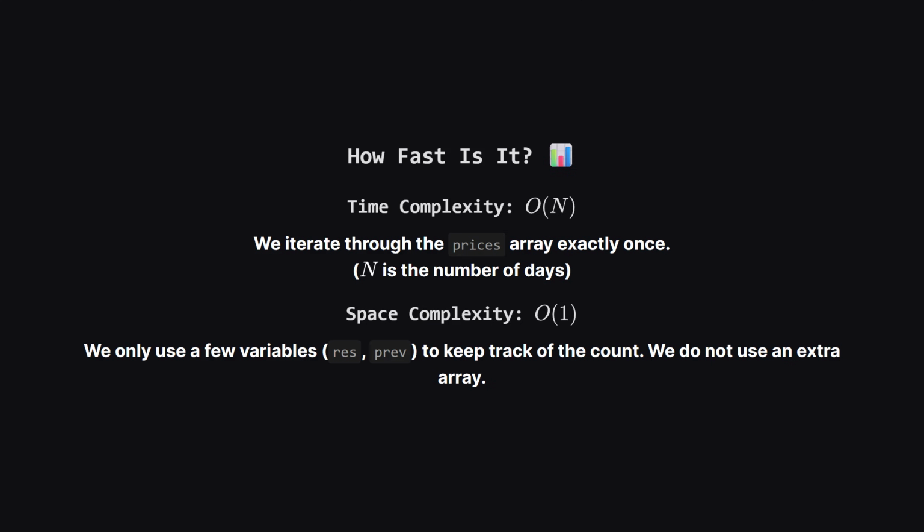So, how efficient is this? For time complexity, it's big O of n. We walk through the list of prices exactly once, doing a constant amount of work for each day. It's as fast as reading the input. For space complexity, it's big O of 1, or constant space. We aren't creating a new DP array or storing any history lists. We just use two simple integer variables, res and previous, updating them as we go. This makes the solution extremely memory efficient.